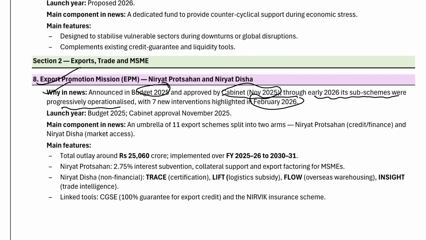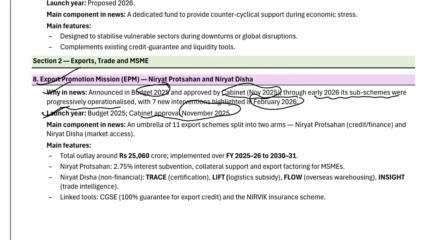Did you understand? Now, the launch year is Budget 2025. You should understand the launch year is the budget, but when did the cabinet approve it? November 2025. Please note it down, right? So what are the key points? Obviously, the key point is to boost exports. Why has this scheme come? To boost exports. This scheme was brought in to boost exports, that is the Export Promotion Mission.